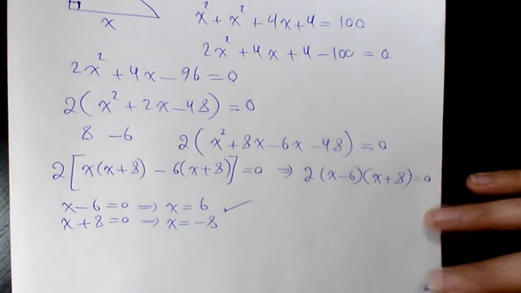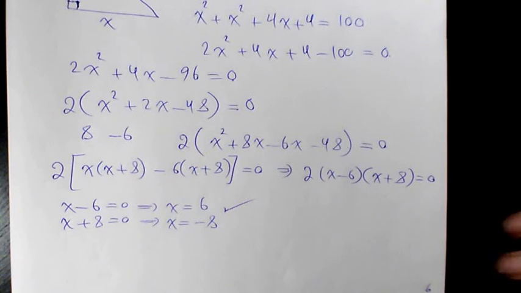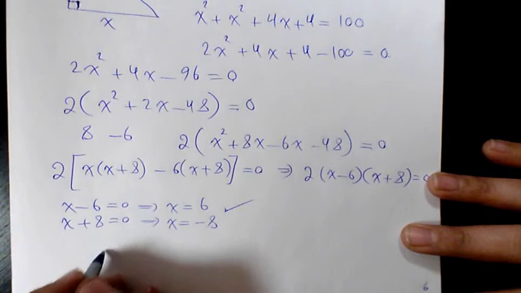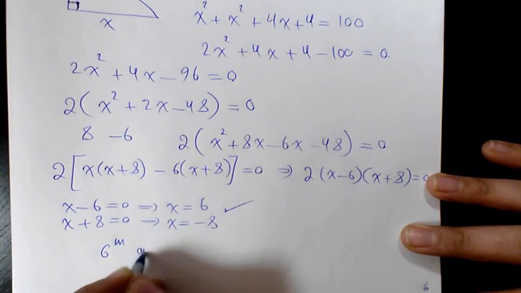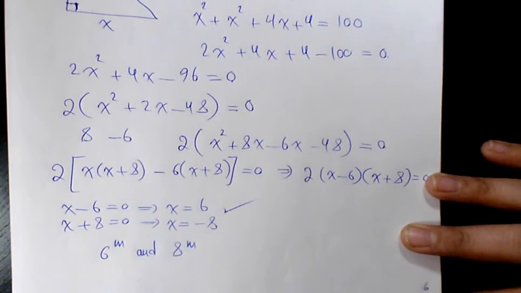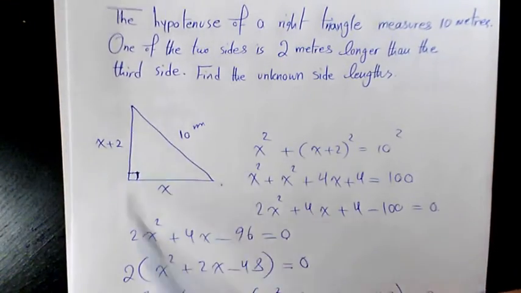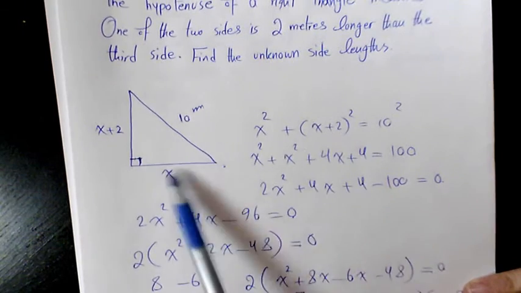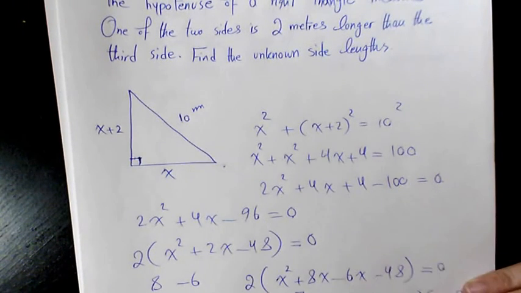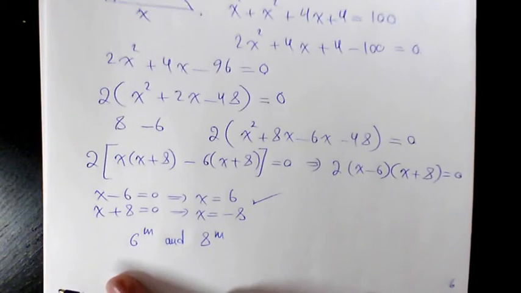So this is going to be the acceptable answer. So it's going to be 6 meters. So one of them is going to be 6 meters and the other one is going to be 8 meters. So the two lengths are going to be 6 and 8 in here, which makes sense because 6 squared plus 8 squared is supposed to be 10 squared. This is the final answer.